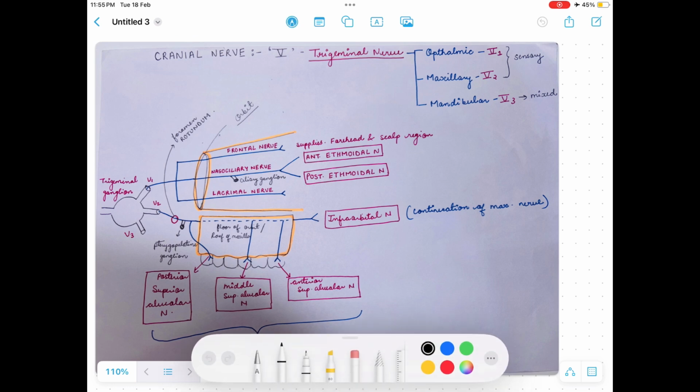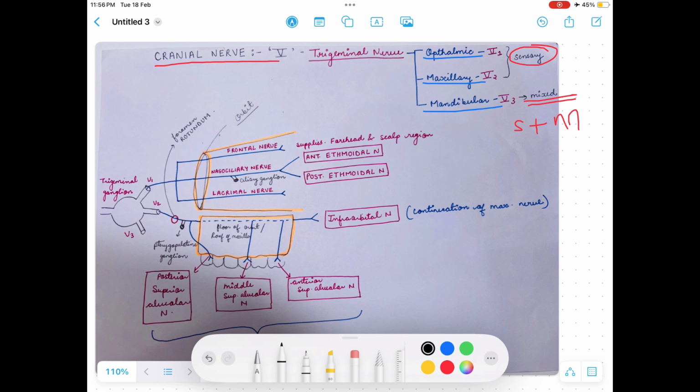Trigeminal nerve is the fifth cranial nerve and it has three parts. It is divided into three parts, means it has three branches. First is the ophthalmic, second is maxillary, and then third is mandibular. The first two branches are pure sensory and the mandibular branch is a mixed branch, means it's the combination of sensory plus motor.